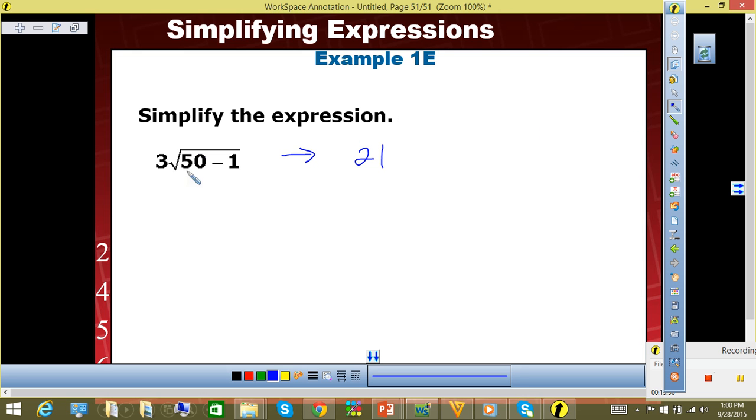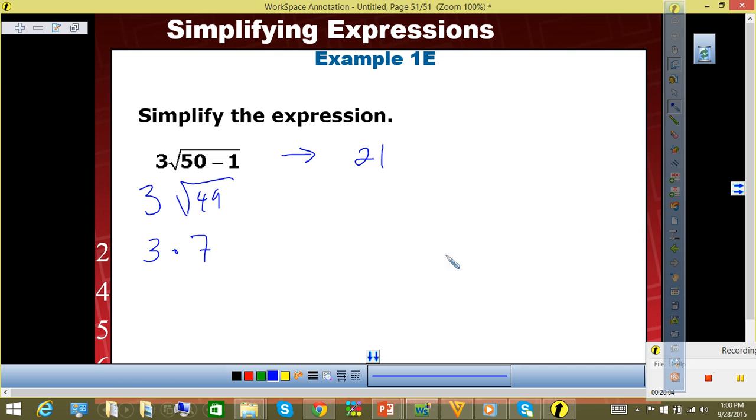So inside the grouping symbol, we have 50 minus 1, that's 49. Square root of 49 is 7 times 3, that's 21. So when there's two expressions next to each other, it's multiplication. We did. What's that? No, that's when you have the E, but we don't have the E. We have P, P, M, D, A, S.